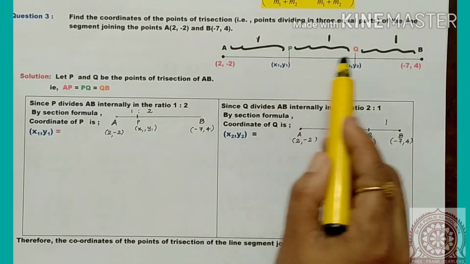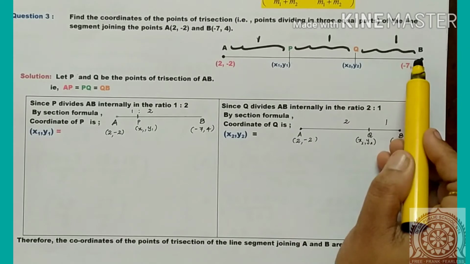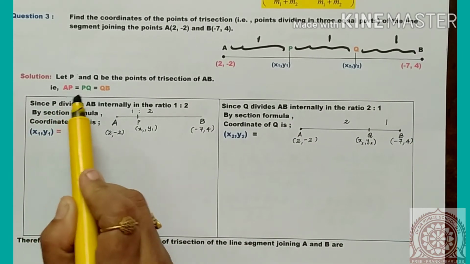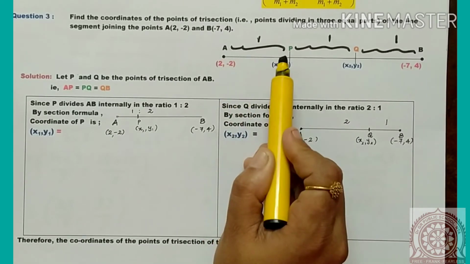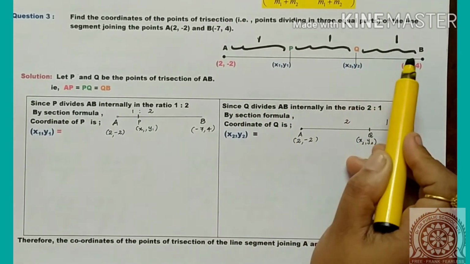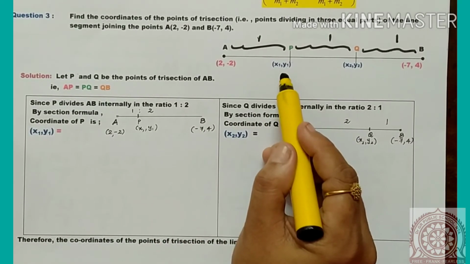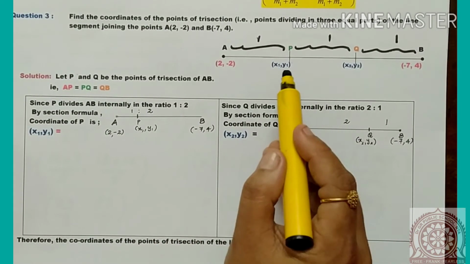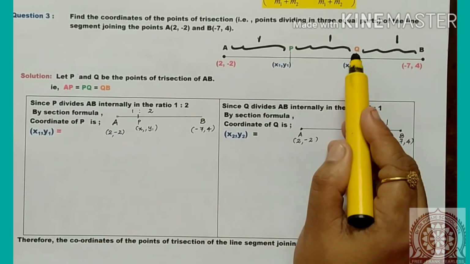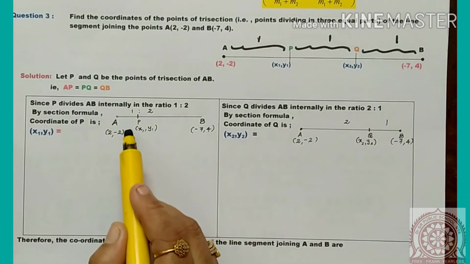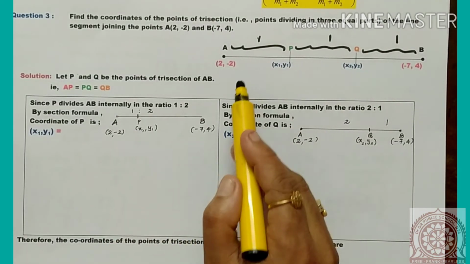Then, let P and Q be the points of trisection. What is meant by trisection? AP equal to PQ equal to QB. All the lengths will be the same. AP equal to PQ equal to QB. Now, at first I am going to find the coordinate of the point P. Now, I am going to convert the figure like this. Ignoring the point Q, or forget about the point Q, I am going to find the coordinate of the point P at first.